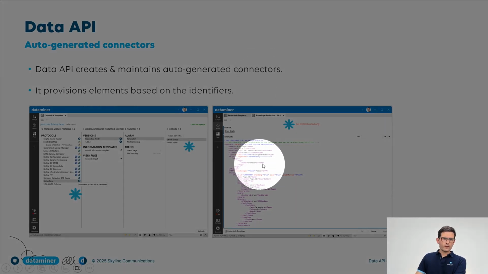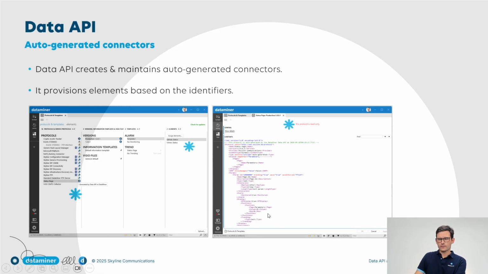If you open the auto-generated protocol, you can see the contents of that connector. And it will simply have the parameter definitions based on the JSON that was sent. And importantly, this protocol is read-only. Data API generates those. Data API is managing those, so you can't change them yourself. Otherwise, it would conflict with what DataMiner tries to do.